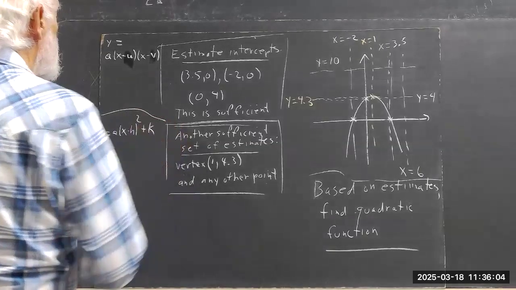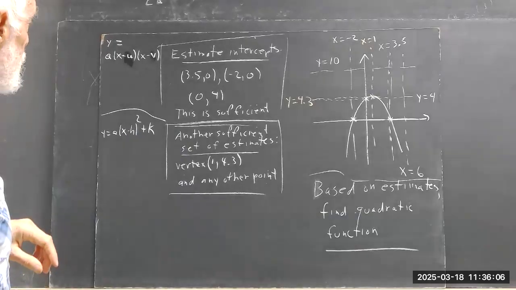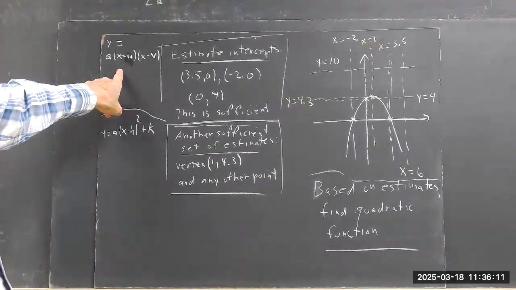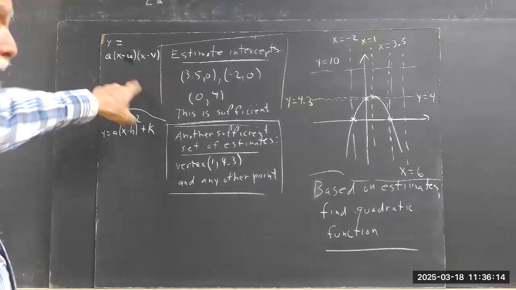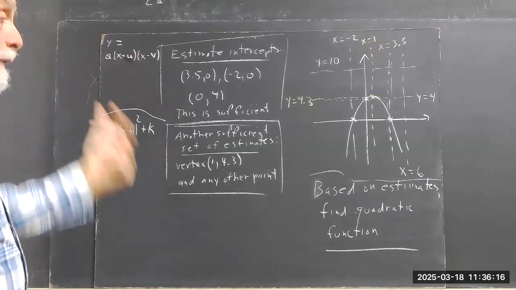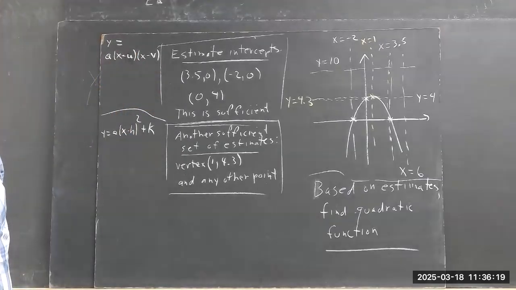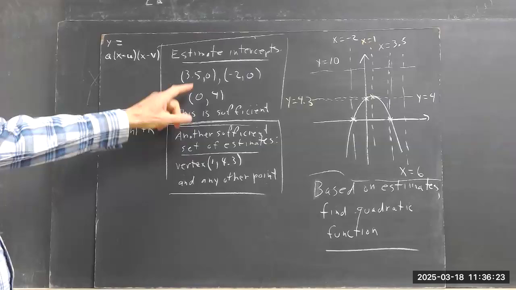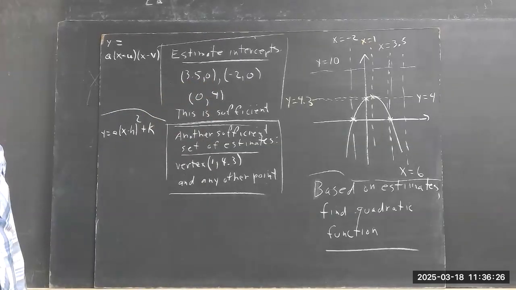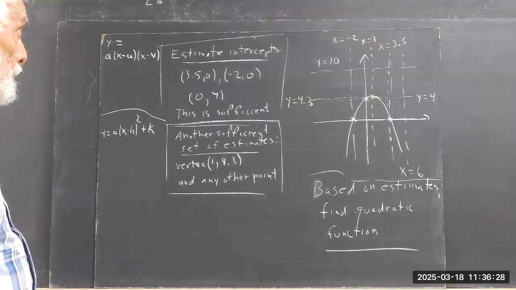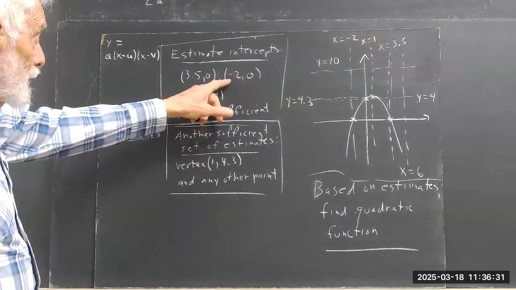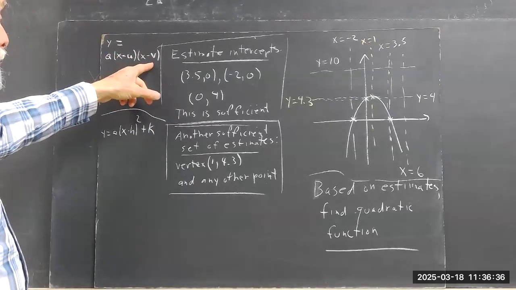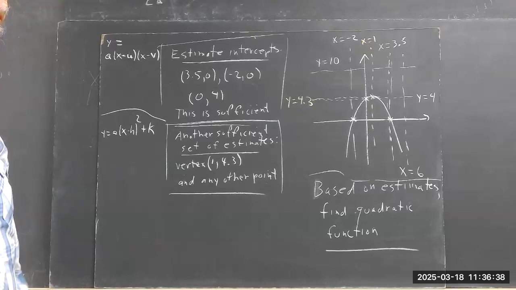Well, you see that if we have this information, this is all we need. Because u and v are the x-intercepts. If x equals u, you're going to get 0. Well, 3.5 gives us 0, right? So you could let u equal 3.5. And -2 gives us 0. So we plug -2 in, we got to get 0. Well, that means that v had better be 2. Okay.